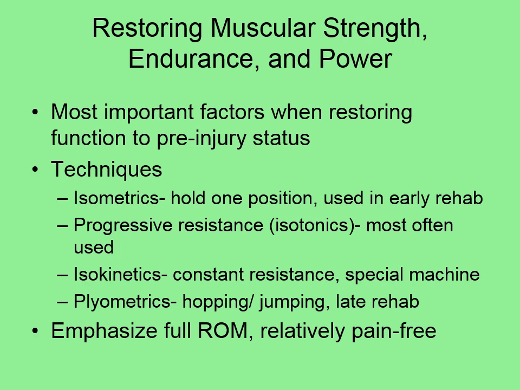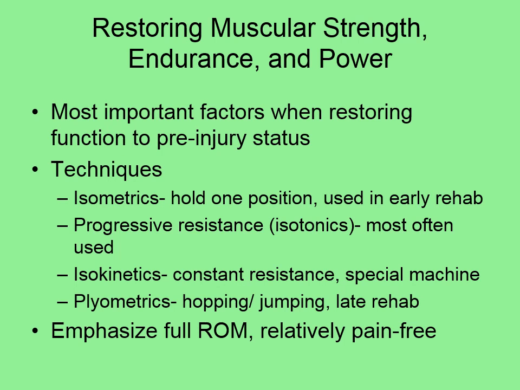Restoring muscular strength, endurance, and power are all very important when it comes to rehabilitating an injury. These are our most important factors when restoring function to pre-injury status, assuming that the person has relatively normal range of motion and core strength especially. So as we discussed in the fitness lecture, we have a couple of different techniques to do this. We can use isometrics, progressive resistance exercises, isokinetics, and possibly plyometrics.